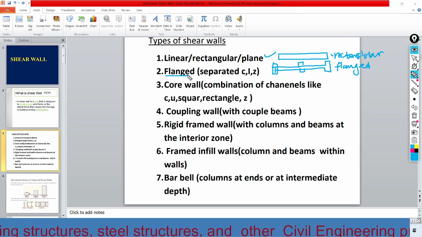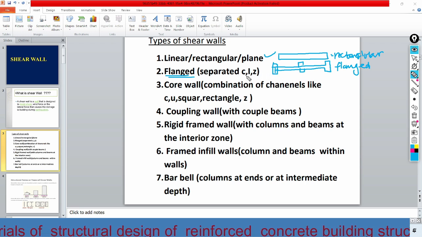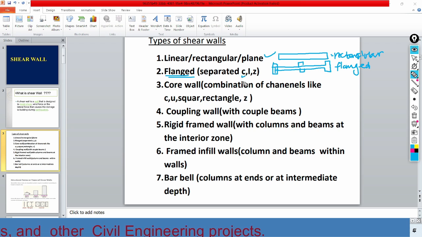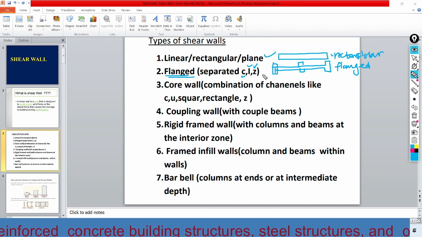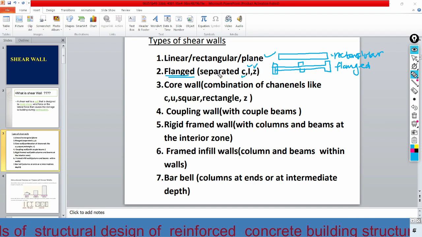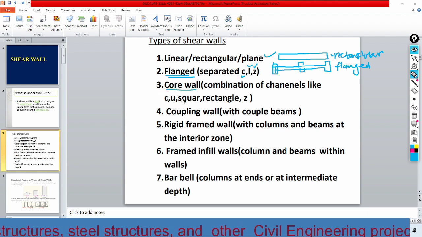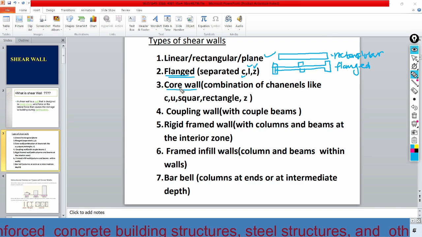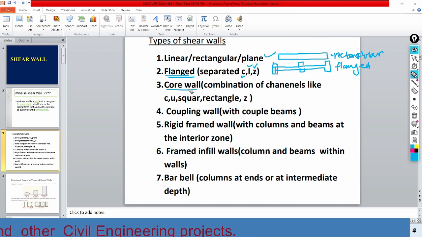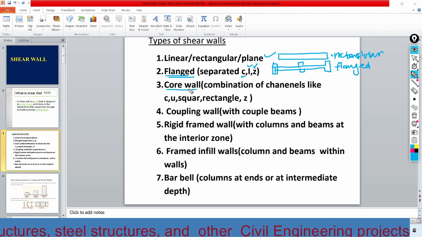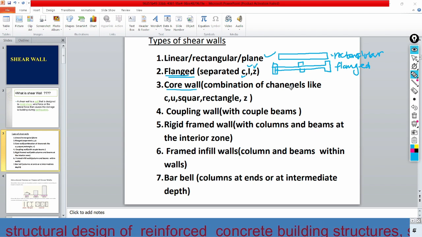So the flanged shear wall is a combination of the C shape, the I shape, and the Z shape, a combination of all those channels. And the third one is the core wall, which is basically used at the interior portion of the building, basically for the purpose of the lifts.